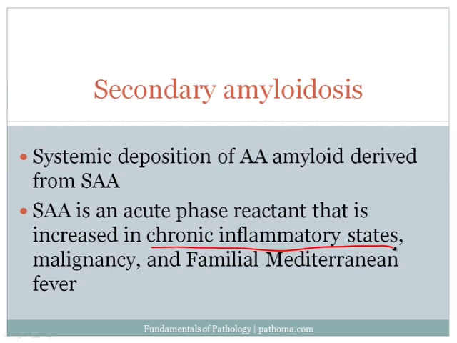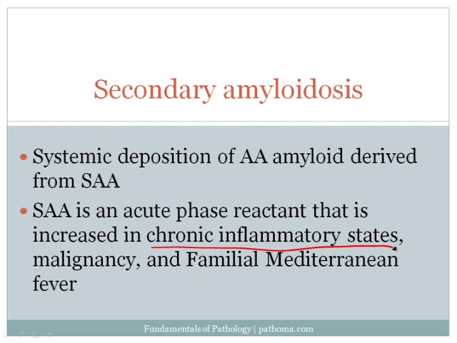Another example of a chronic inflammatory state, Crohn's disease. Another, ulcerative colitis. Another example, chronic osteomyelitis, in which you get a long progressive infection within the bone marrow. So these are all examples where there's chronic inflammation. Chronic inflammation results in an increase in SAA. SAA can become AA, and the AA can deposit as amyloid.